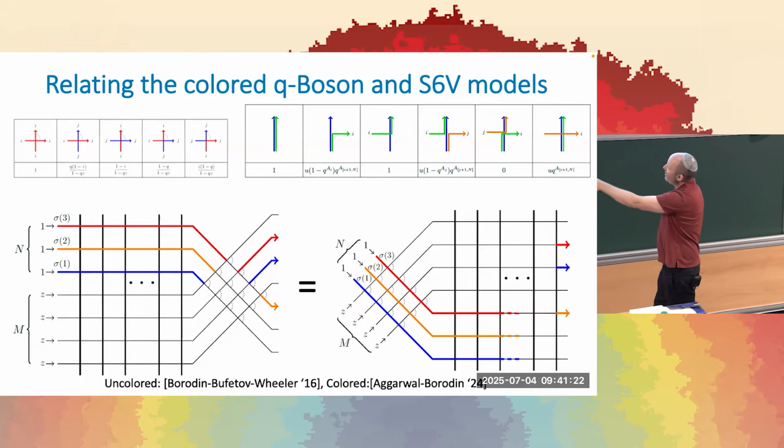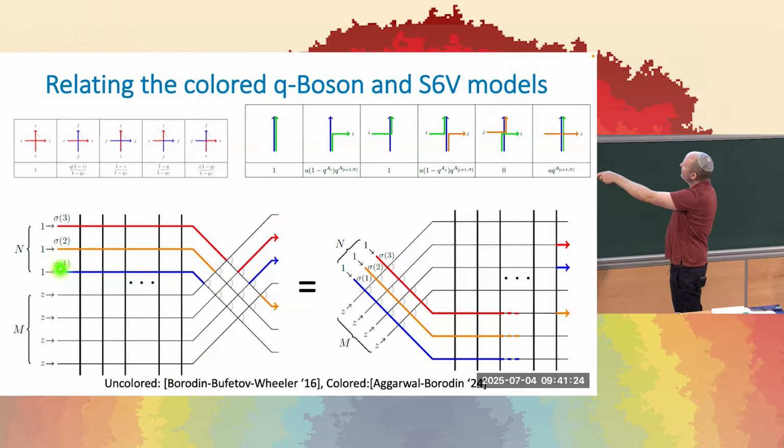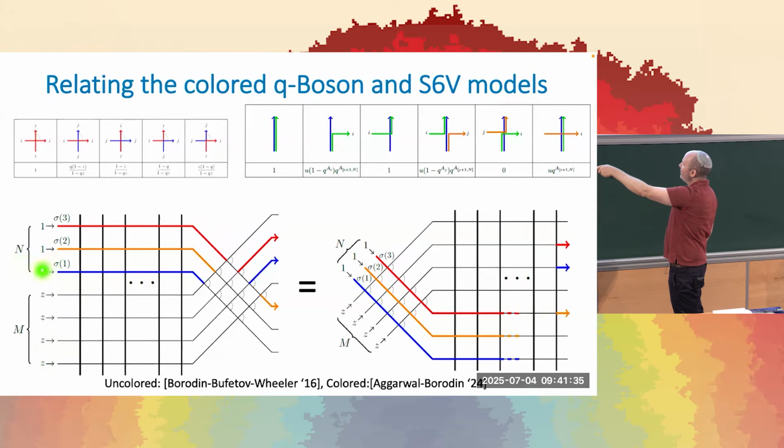Now, I can append to this on the left a vertex model where I have these Q-boson vertices, whatever they are, you don't need to worry too much, and where I put the input arrows coming in on the upper left region, and I have all zeros coming in below. I choose spectral parameters to be 1 up here and z down here.